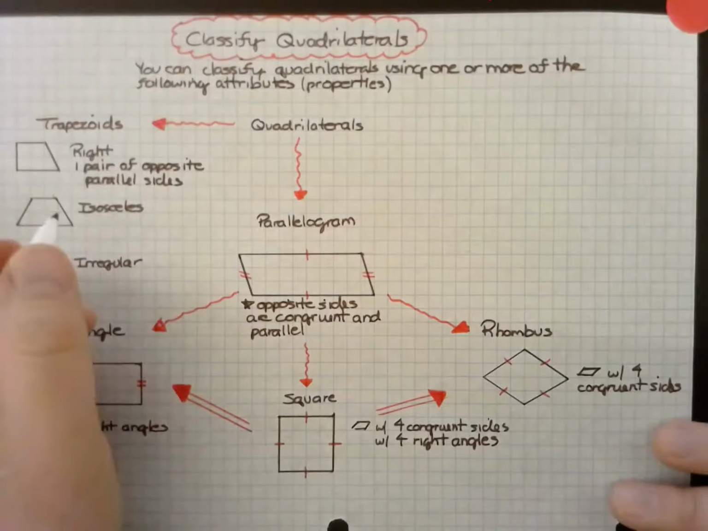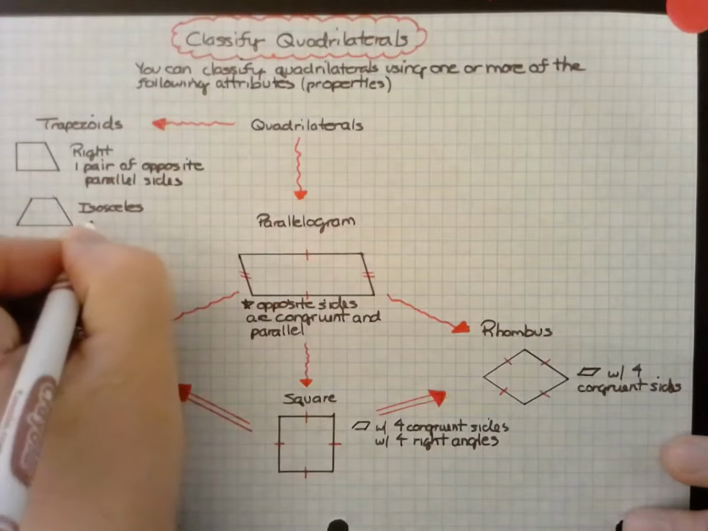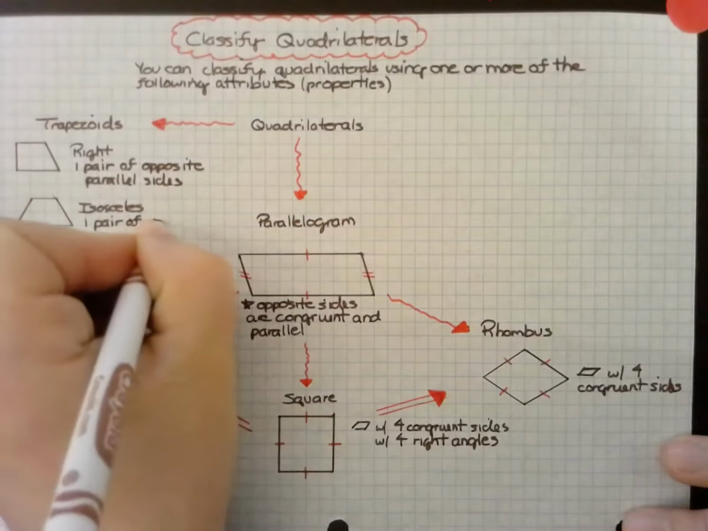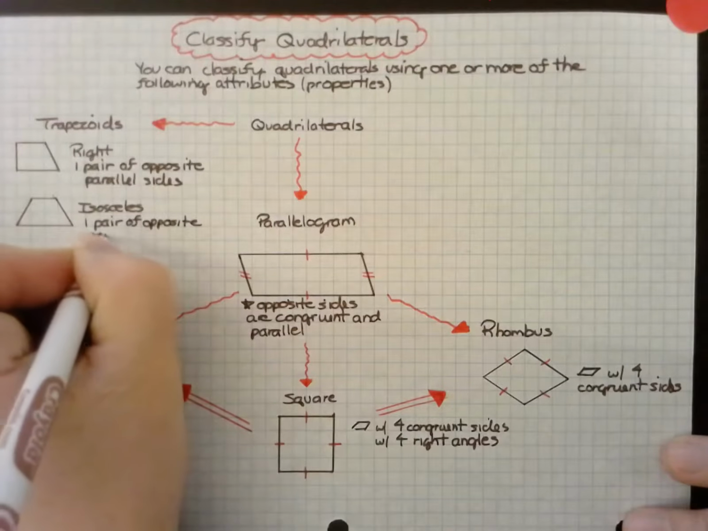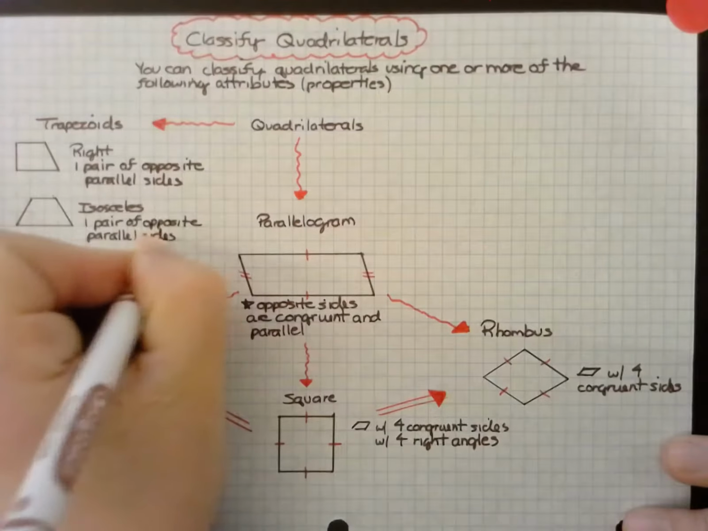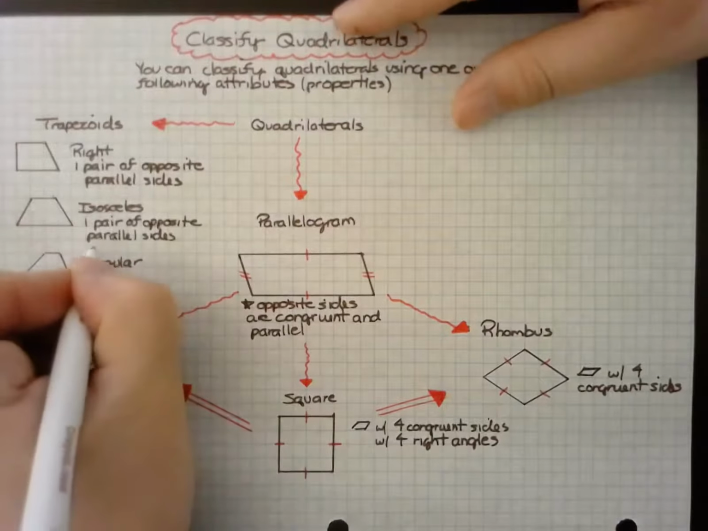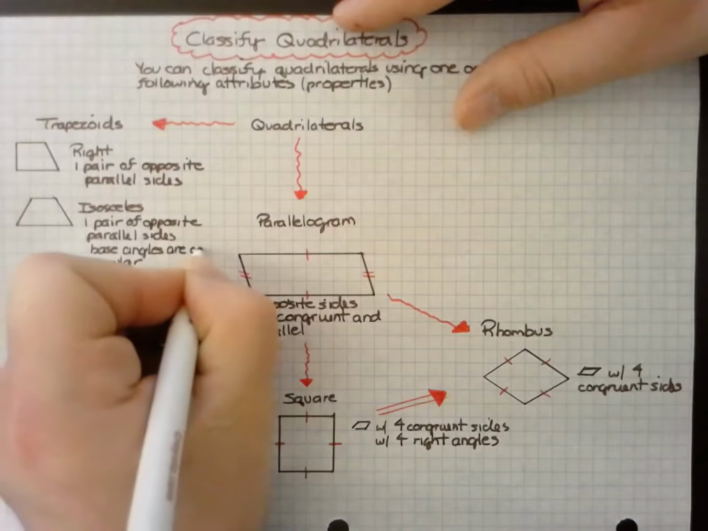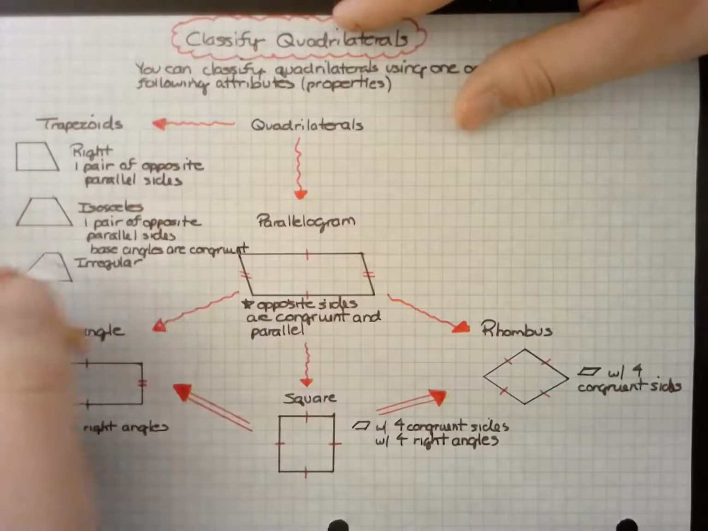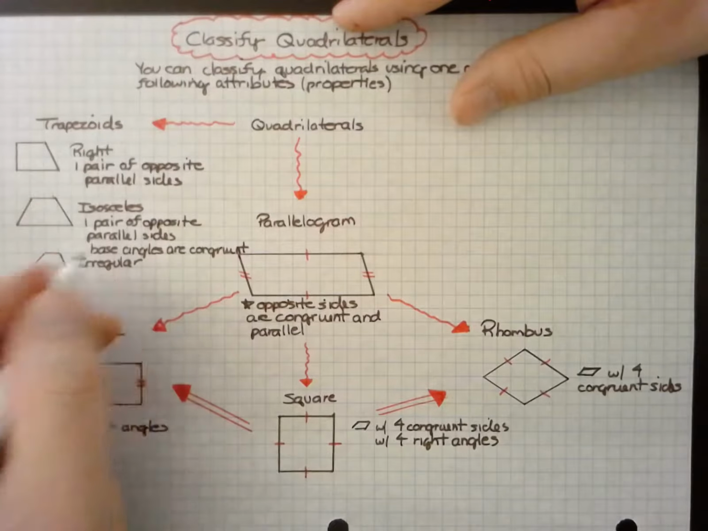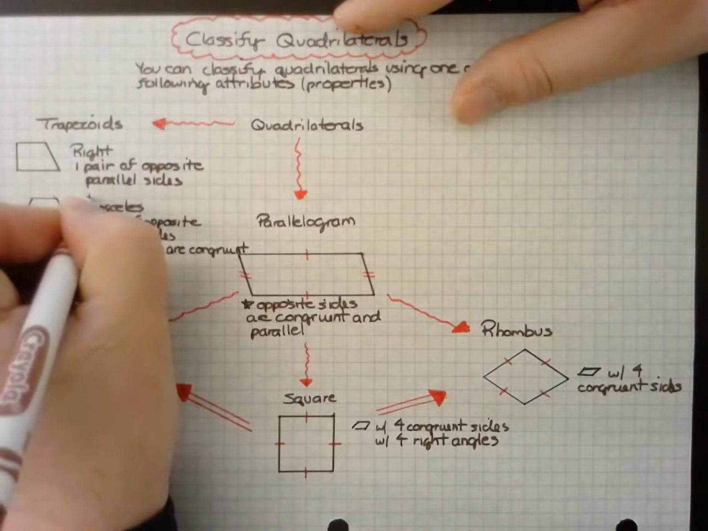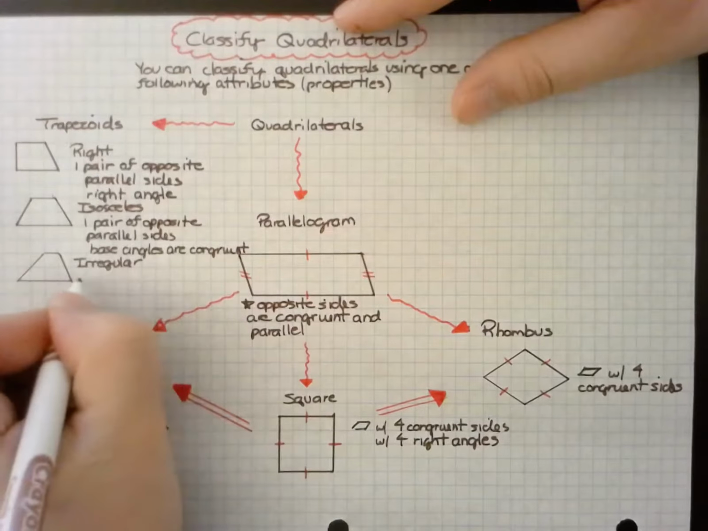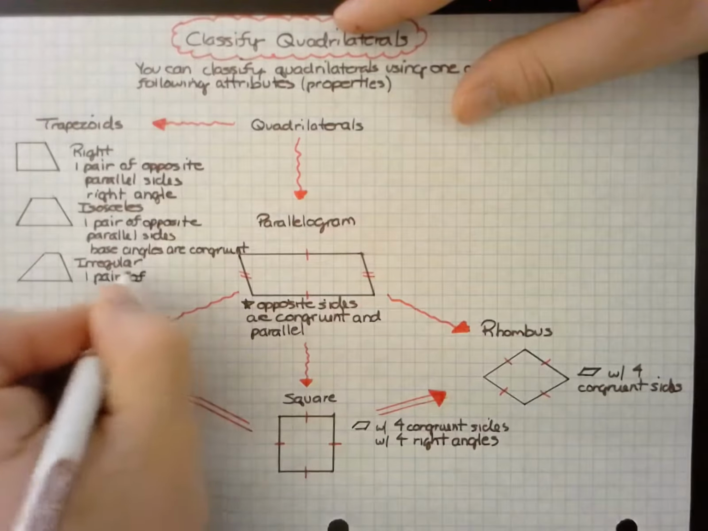An isosceles has the same and base angles are congruent. And irregular, and the right trapezoid has a right angle, right base angle. Irregular just has one pair of opposite sides.